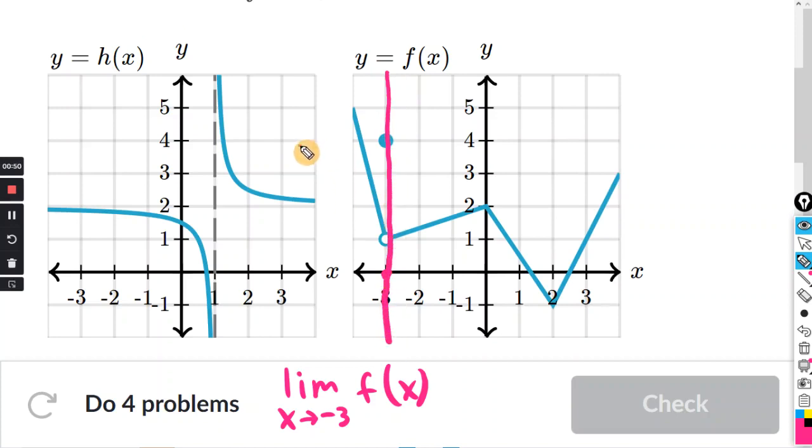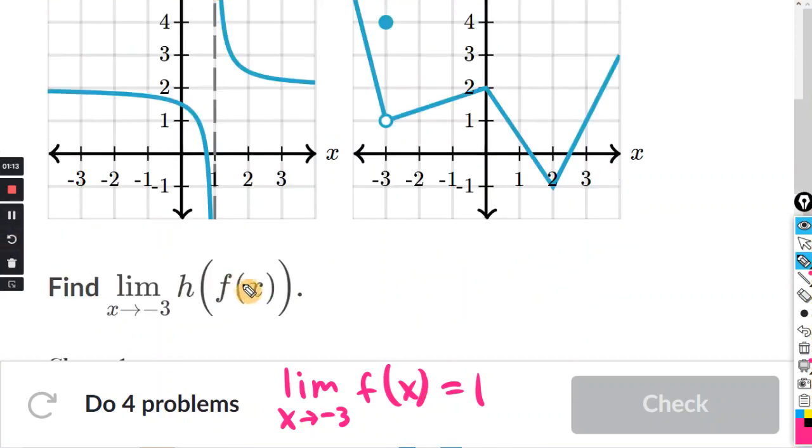Coming from the negative side, tracing the graph, we land on y equals 1. And coming from the positive side, tracing the graph, we land at y equals 1. So this is definitely 1. It's the same from both sides. So this right here is 1.